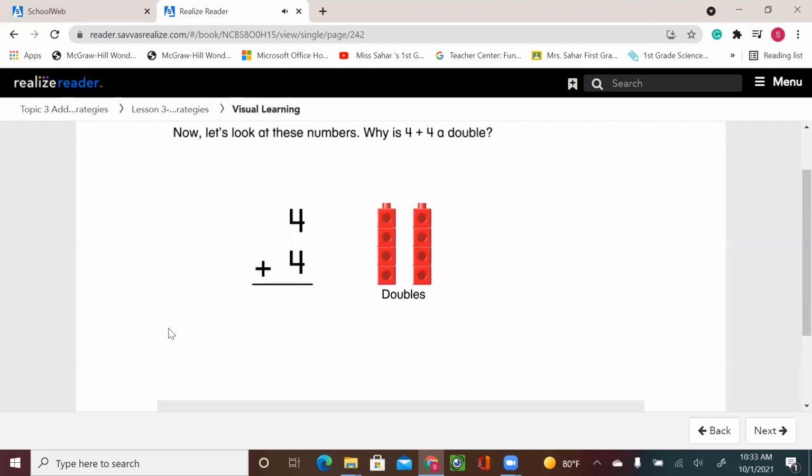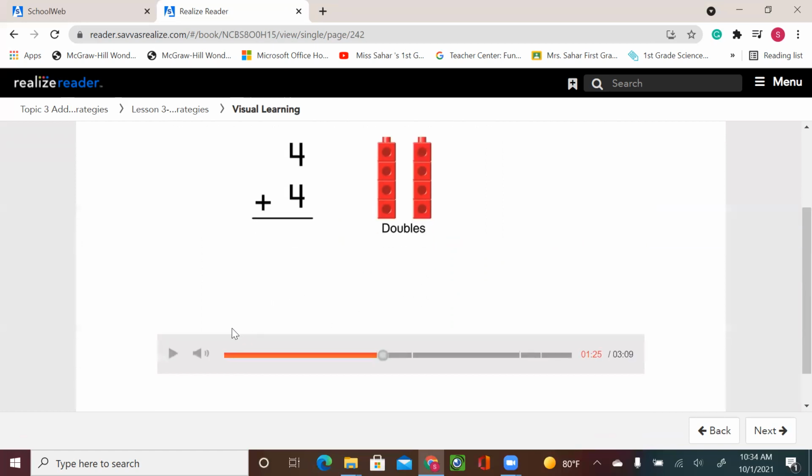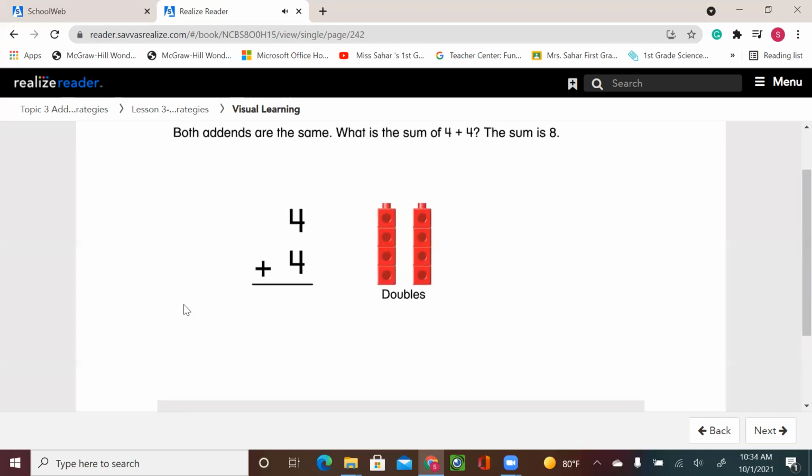Now, let's look at these numbers. Why is 4 plus 4 a double? Because we know both addends are the same number. Both parts of my equation are the same number. Both addends are the same. What is the sum of 4 plus 4? The sum is 8.